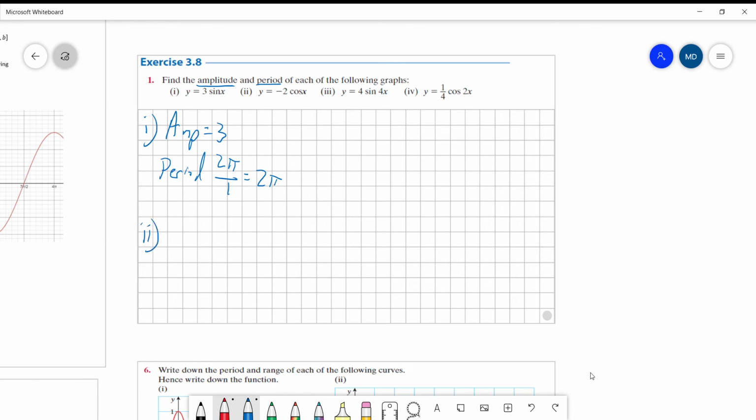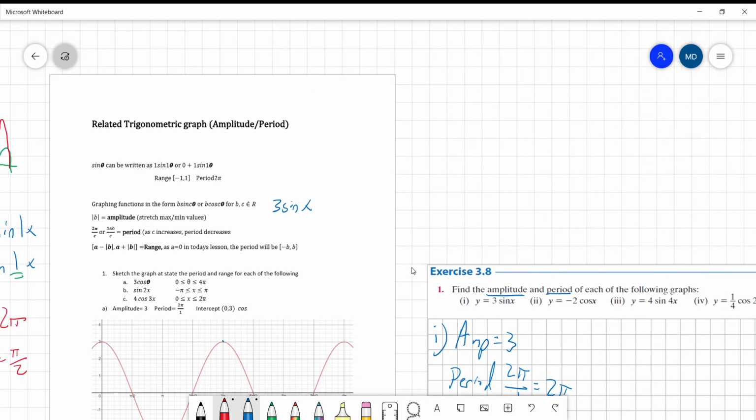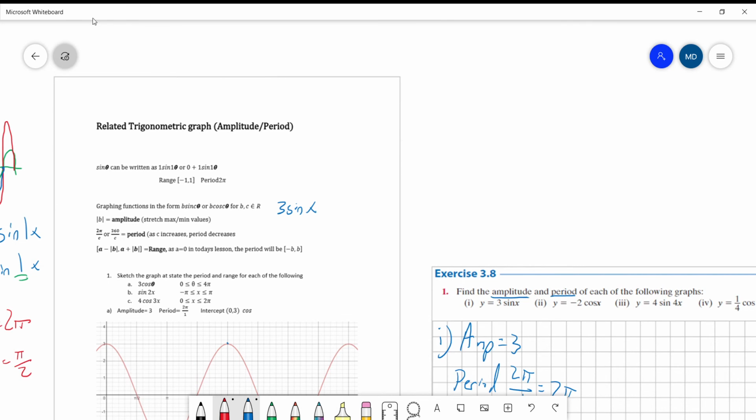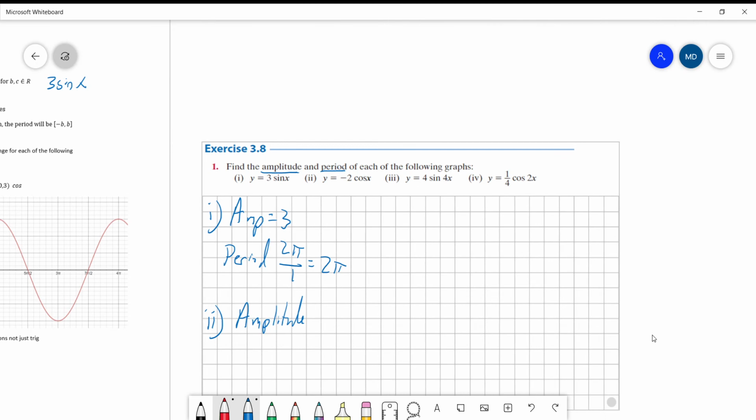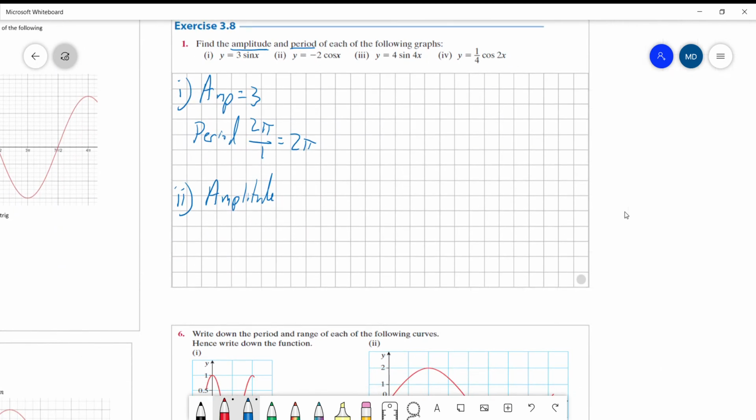Next one, amplitude. Just making sure something. Yes, the amplitude here is the absolute value. Okay, so I just want to make sure that I did verify it there, the amplitude is the absolute value. If you were to say the amplitude was -2, you're not getting your marks. So it's the absolute value of -2, which is 2. And same again, period is 2 pi over 1, which is just 2 pi.